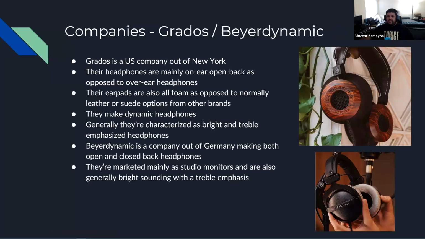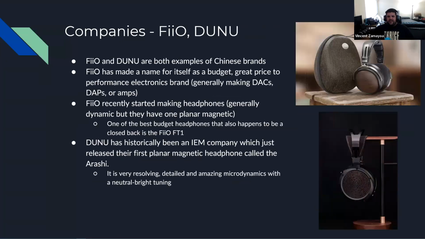Grados and Beyerdynamic, generally speaking, emphasize treble, and generally characterized as bright. But if that's what you like, those are for you. FiiO and Dunu, two not too new Chinese brands. FiiO is like a budget brand, but they make great price performance. They started as DACs, DAPs, and amps, but now they're starting to make headphones, and those headphones are very good. Dunu has historically made IEMs, but their new headphones called the Arashi are extremely good.